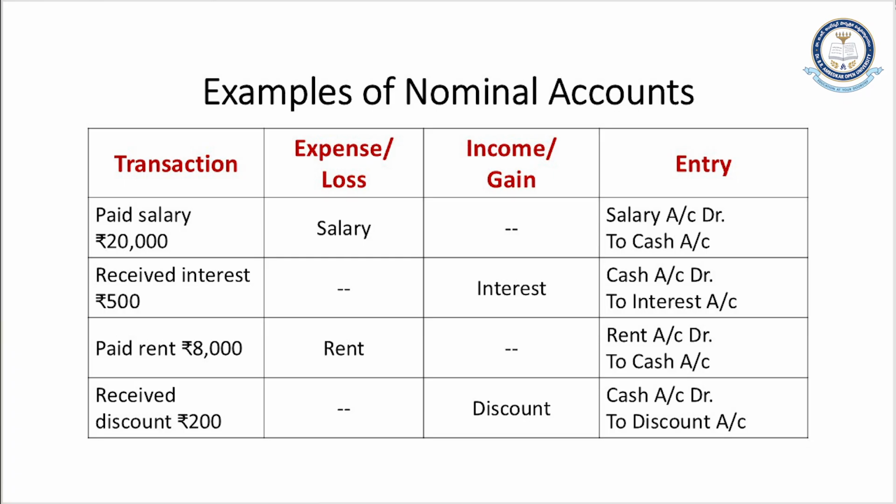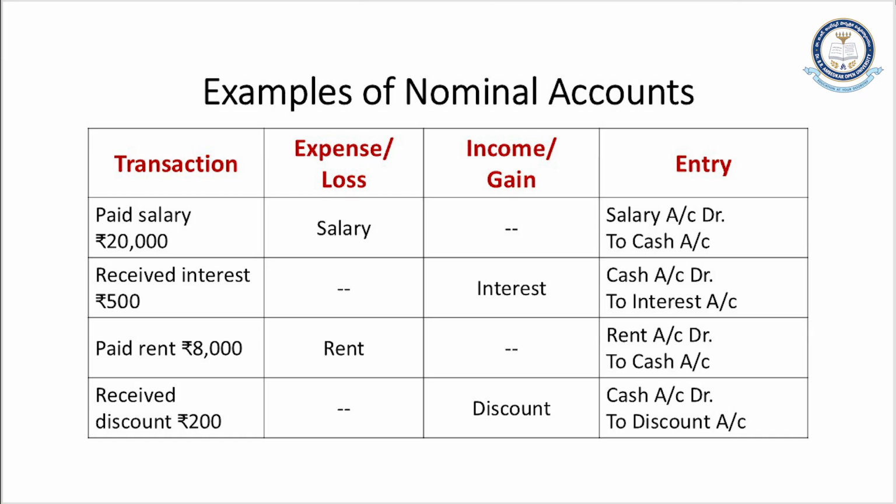But what is credited? Because we know that every transaction will have a dual entry. One will be debit, one will be credit. So we know that the salary is an expense, it will be debited, but what is going out? The cash is going out, and the cash is a real account. And if a real account thing goes out, we credit it. That's why it will be salary account debited to cash account.